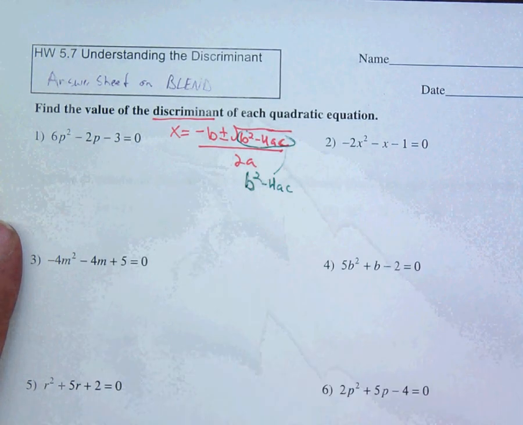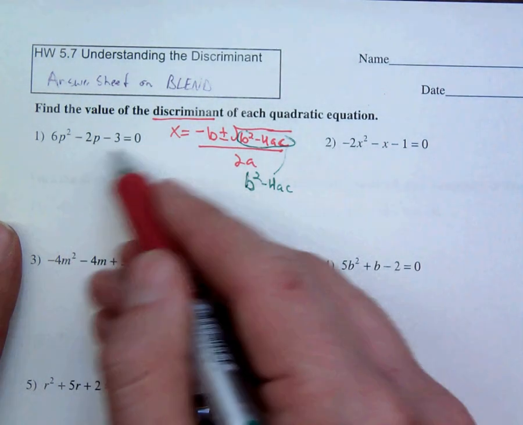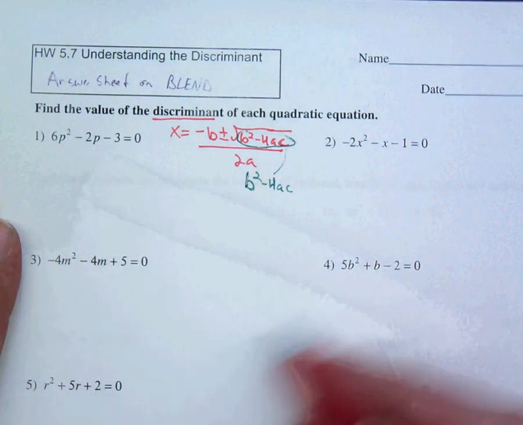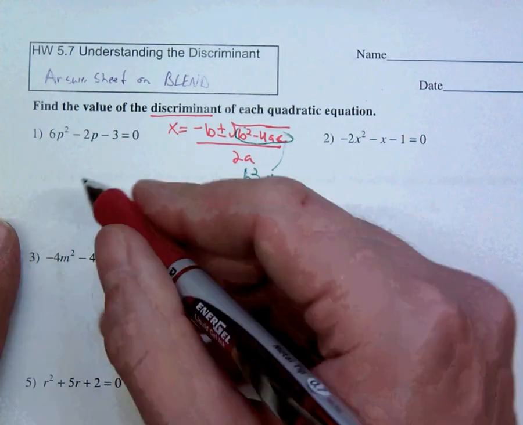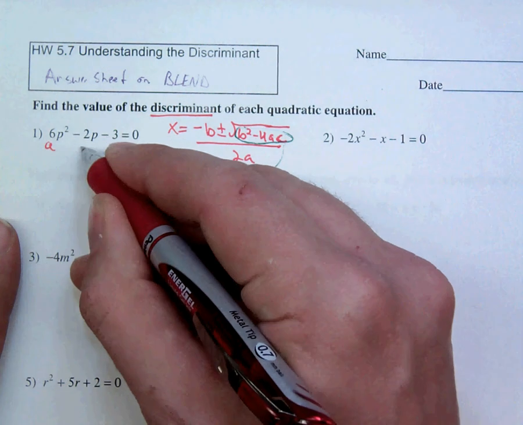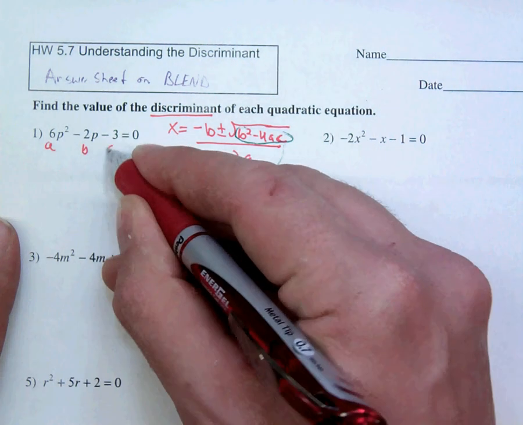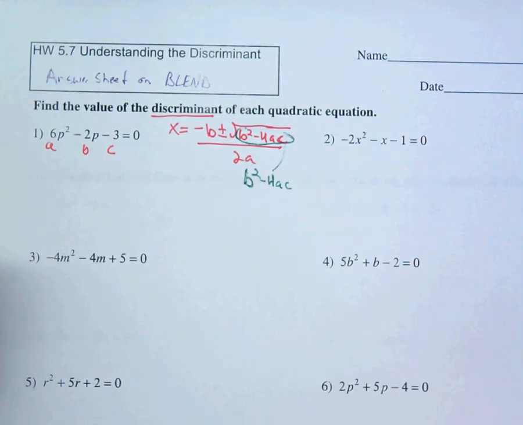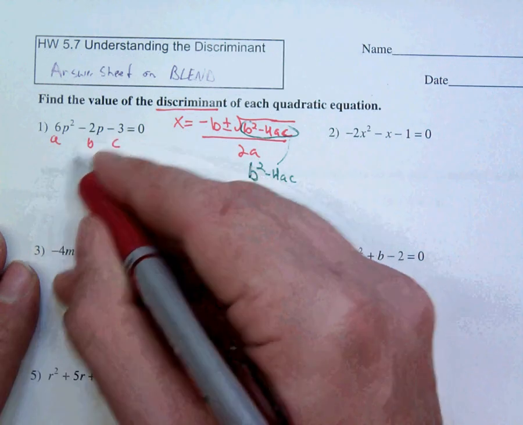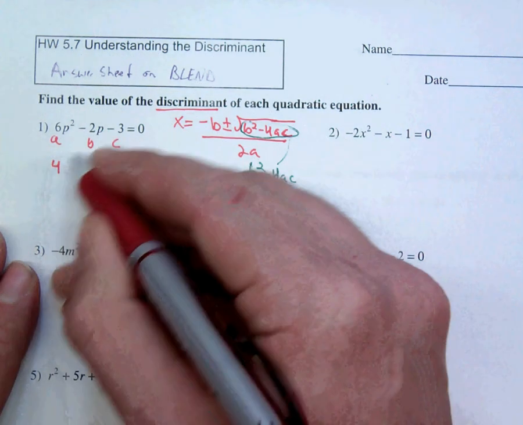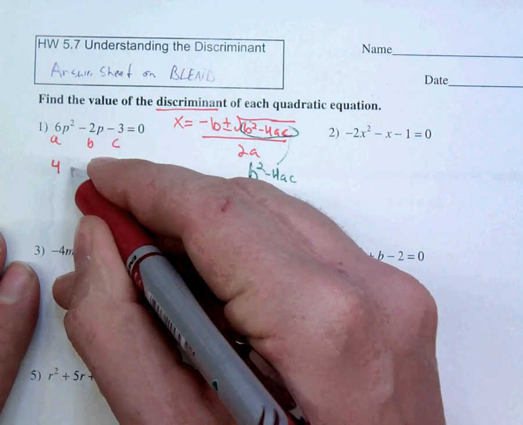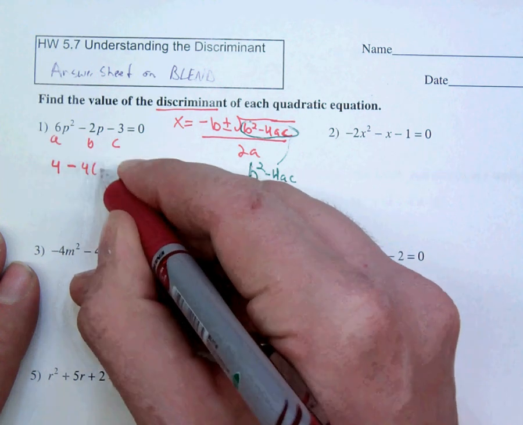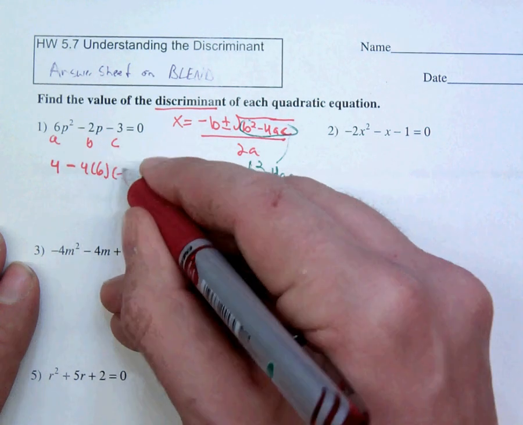The discriminant of a quadratic equation, we first need it equal to 0, which luckily all of these first ones are. A is 6, b is negative 2, c is negative 3, and so the discriminant is going to be b squared, negative 2 times negative 2 is 4, minus 4 times 6 times negative 3.